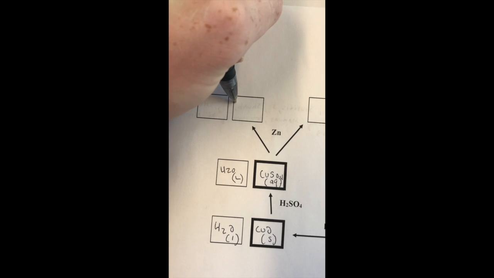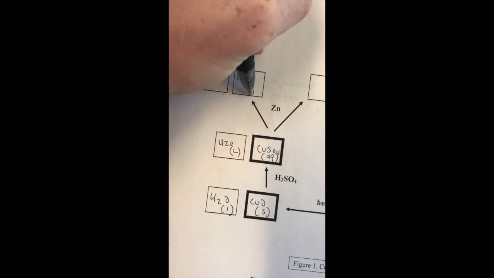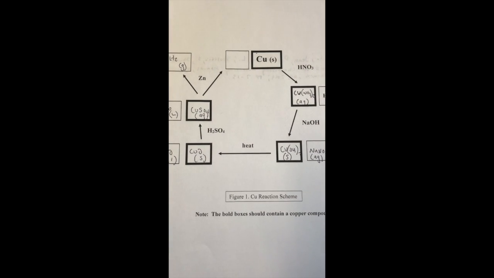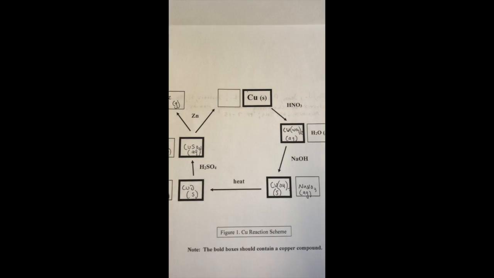So after that, we added Zn into it. We ended up getting H2, which is a gas. We got a colorless gas coming off of it. And then we got ZnSO4, which is aqueous because it was a white salt that dissolved into the water, and it was like this little salt solution that was kind of stuck to the side.